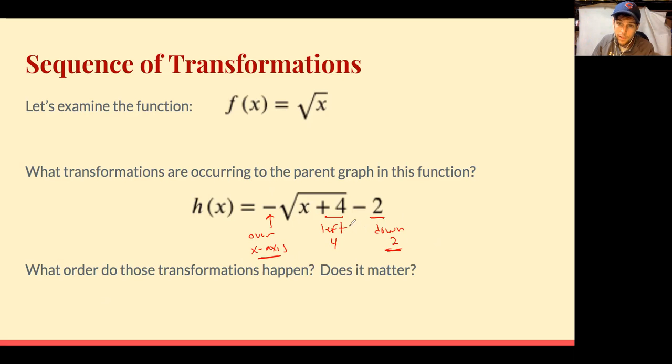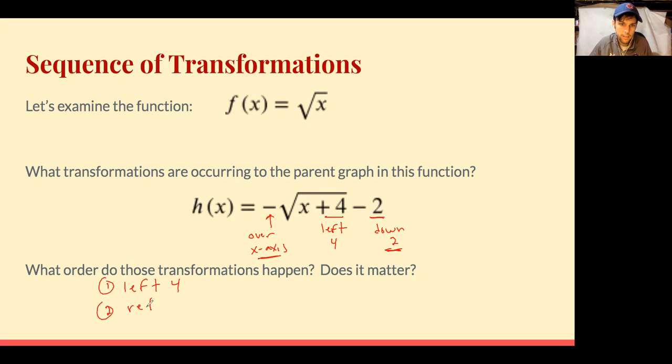What I like to do is I like to just kind of look at my function and determine the order of operations. What's happening to my variable? What would happen first? So my first thing in this case is going to be left 4. That's happening the very first thing on the inside. Then what would happen is we take the square root, but that's just our parent function. That doesn't actually do anything in terms of a movement. The next thing is we would apply this negative, which caused the reflection.